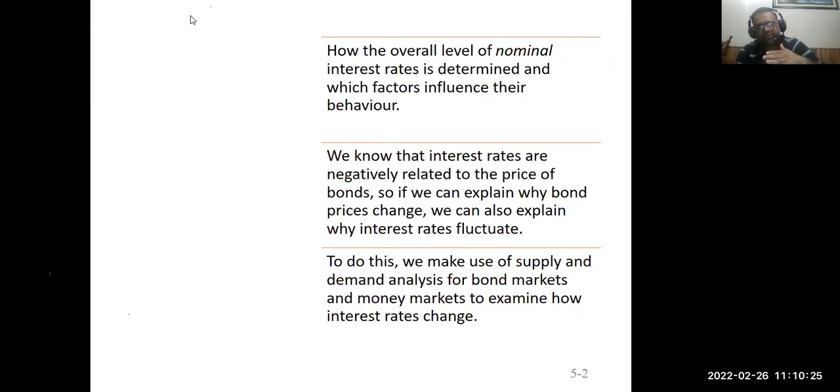If the price of the bond goes down, the interest rate goes up, and this price of the bond you can determine through the demand and supply of the bond. So to do this, we make use of supply and demand analysis of the bond markets. That's what the third point says on this screen.